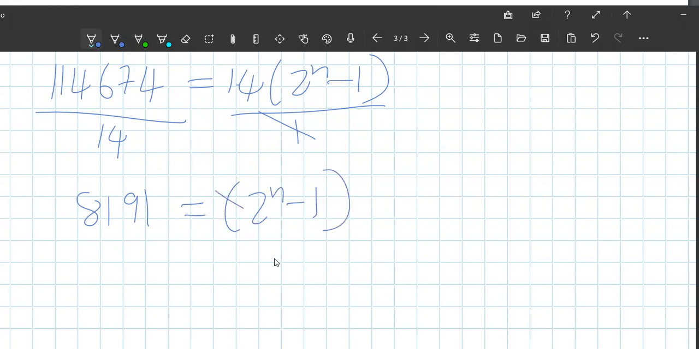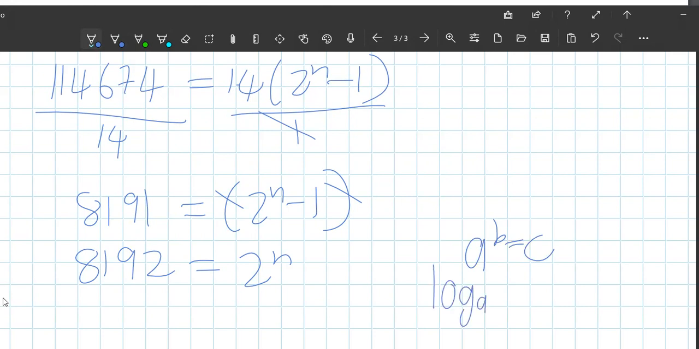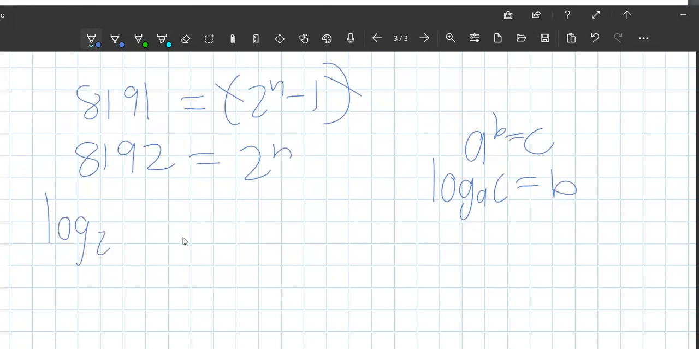We don't need these brackets anymore, so we can add 1 to both sides, so it'll be 8192 equals 2 to the power of n. We want n as our subject, so we're asking what n is. So a to the power of b equals c. We use the log law: log base a of c equals b. So log base 2 of 8192 is equal to n.